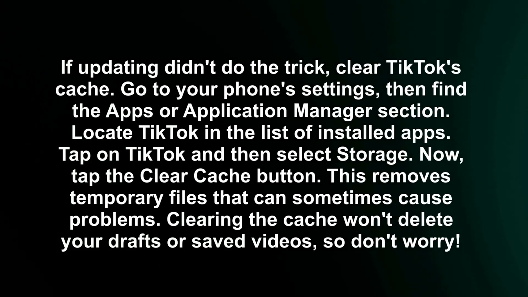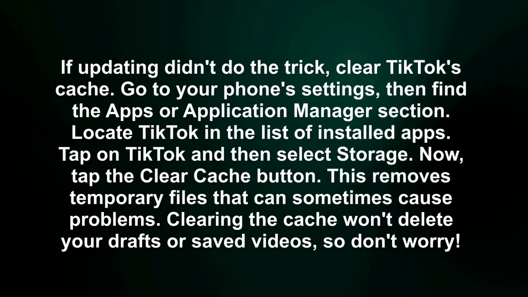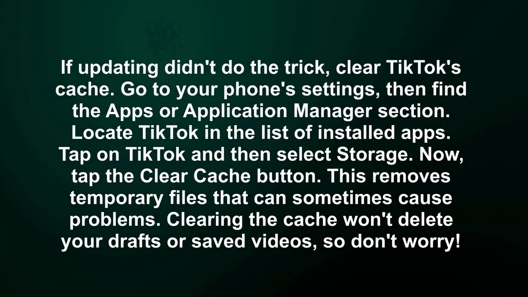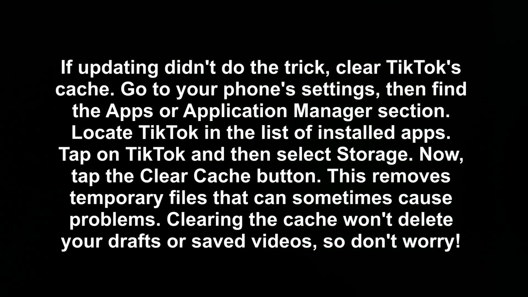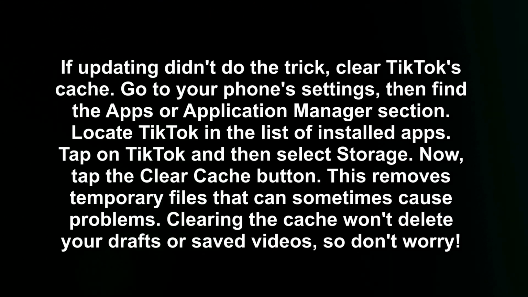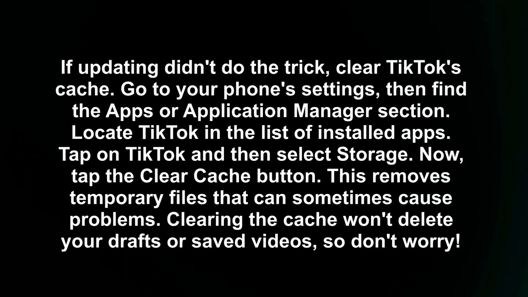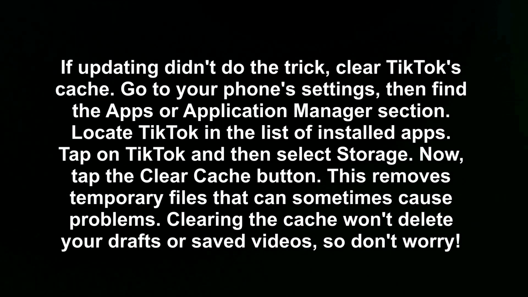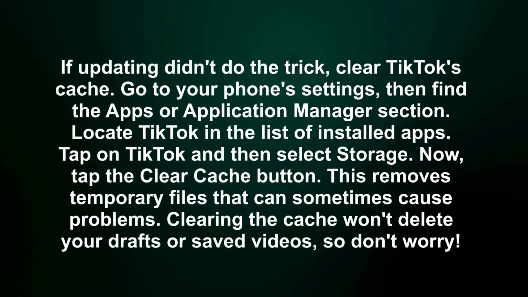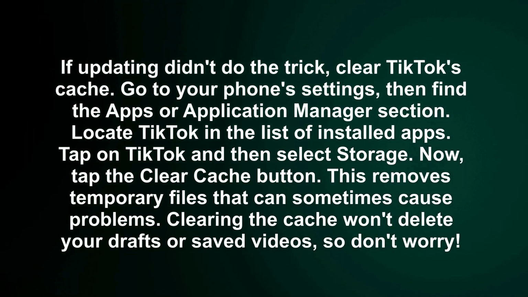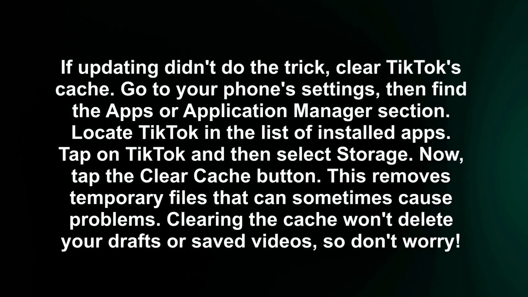If updating didn't do the trick, clear TikTok's cache. Go to your phone's settings, then find the Apps or Application Manager section. Locate TikTok in the list of installed apps. Tap on TikTok and then select Storage. Now, tap the Clear Cache button. This removes temporary files that can sometimes cause problems. Clearing the cache won't delete your drafts or saved videos, so don't worry.